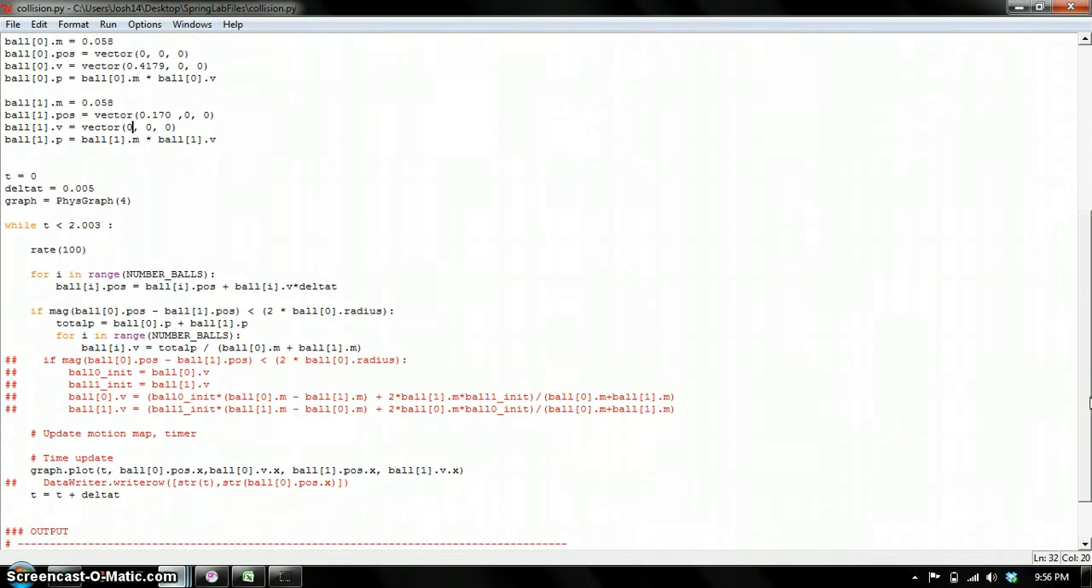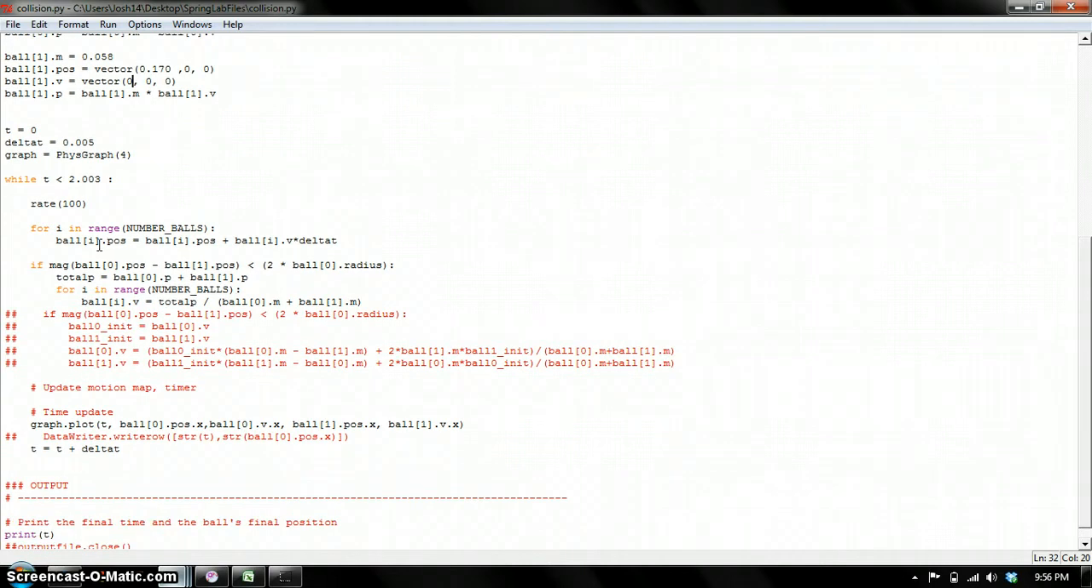So for my model, I simply updated the position of both balls every iteration, and I checked if the distance between them was less than the radius of one of the balls times 2. So if the centers were a diameter away from each other, the balls were colliding with each other. If that was true, I took the total momentum and divided by the sum of the two masses to get the new velocity for each ball, which is the same in an inelastic collision.